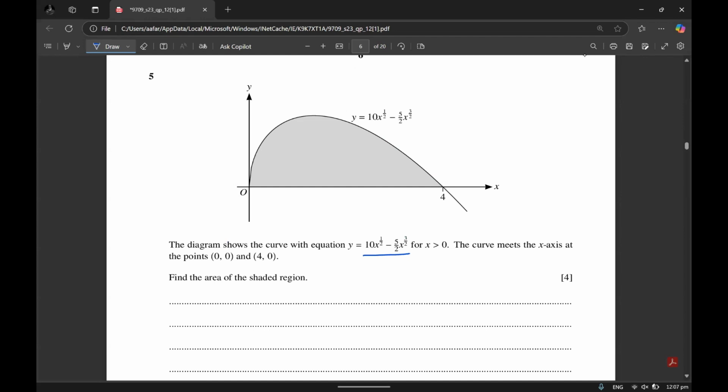The diagram shows the curve with the equation. Whatever the equation is, you don't need to worry about what it looks like because you integrate it anyway, so it will not really matter. Even if there's a power of, let's say, 2900, it won't make a difference. It's the same way. For x greater than 0, we see the curve meets the x-axis at the points. So this is important. Find the area of the shaded region.